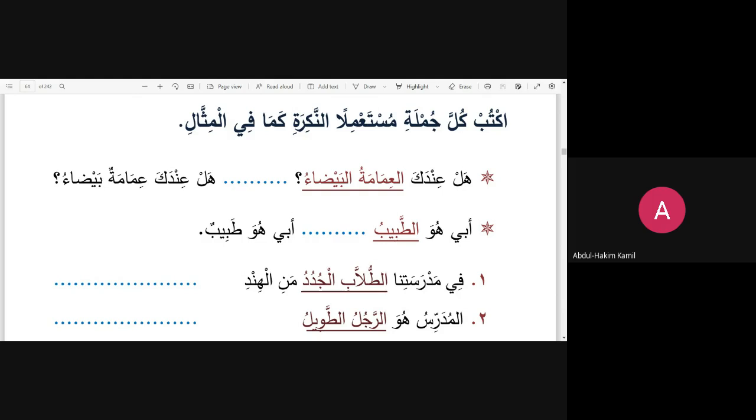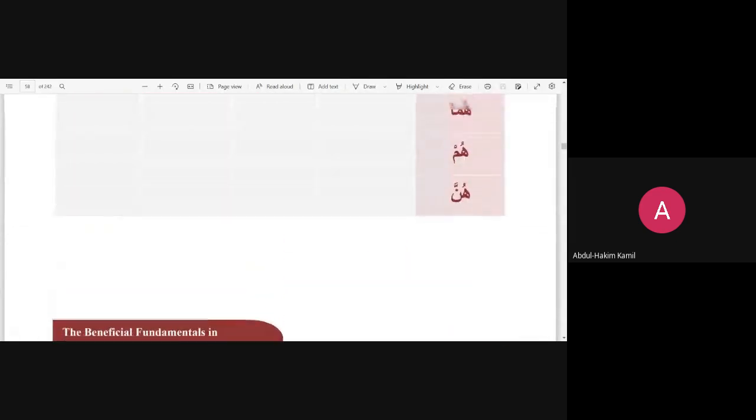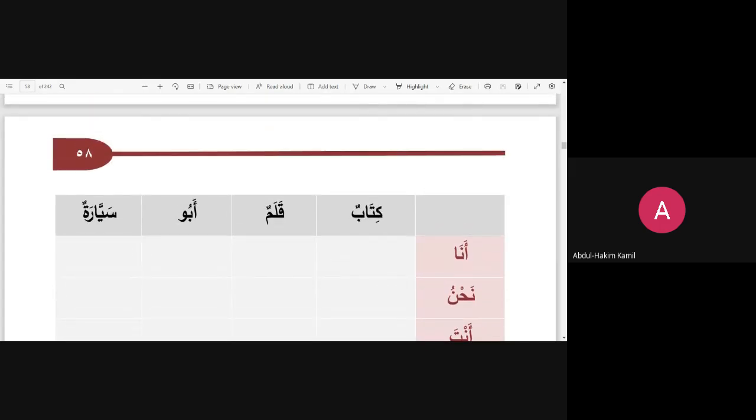Okay, before we stop, I'm going to show you all something, and we're going to have this for homework tomorrow. You all bear with me. Go back to page number 58. We're going to stop here because it's 9 o'clock here. Be prepared to run all these words down because tomorrow we're going to do a drill on the pronouns.